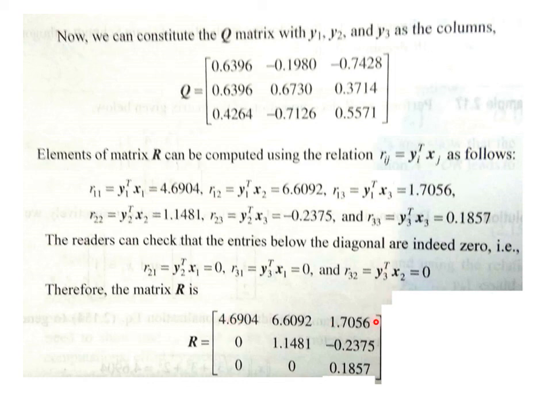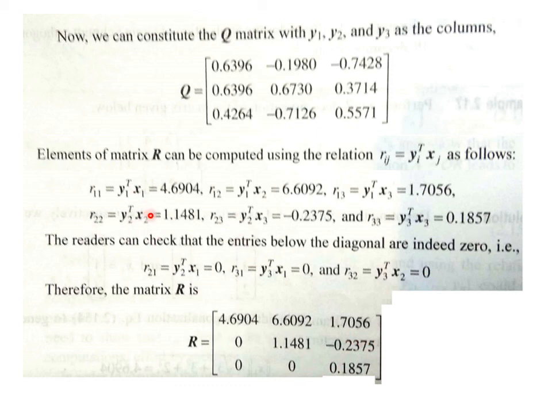R13 is 1.705. The first row of that matrix R is obtained, and in the second row that first position is 0, because in a triangular matrix below the principal diagonal we will have zeros. And if you want to check it, you can easily check with that other statement. You can check that entries below the diagonal are indeed 0. That is, if you calculate R21, it is y2 transpose into x1, and you will find it as 0. Similarly, R31, y3 transpose into x1, is 0, and R32, y3 transpose into x2, will also be 0. And these three remaining elements are calculated there.